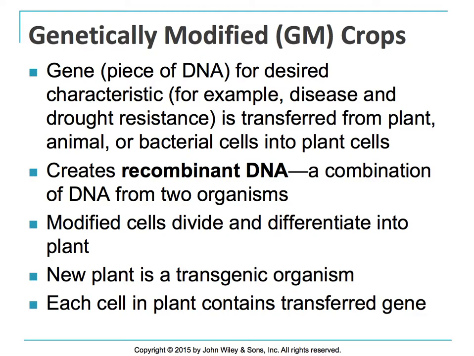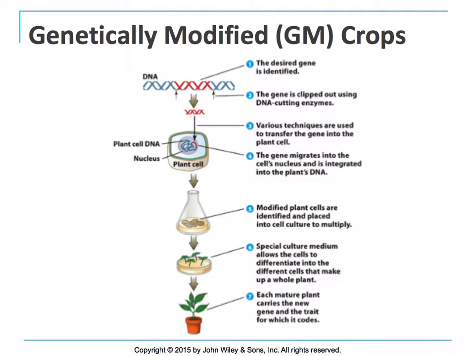And this gene can be transferred from plant, animal, or bacteria into plant cells. It creates a recombinant DNA, which is a combination of DNA from two organisms. Those modified cells then divide and differentiate into a new plant. That new plant is a transgenic organism, and each cell in the plant contains that transferred gene. And this is from your text, this graphic, and it's just showing you an example of the process of actually genetically modifying crops.